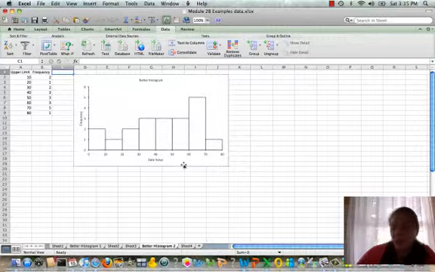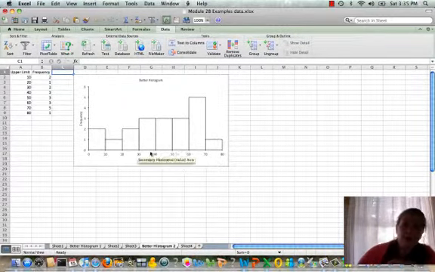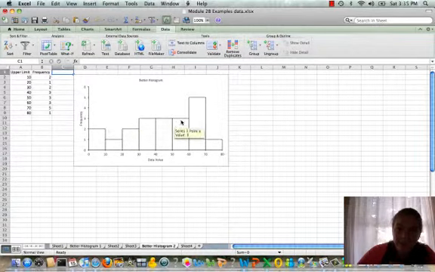If we look at our shape, which we want to describe, it looks like it's pretty steady, and then it has a peak from 60 to 70 and dips down at 80. It's definitely flat from 30 to 60, and we wouldn't call this a symmetric graph. It looks like the tail is actually going to the left.